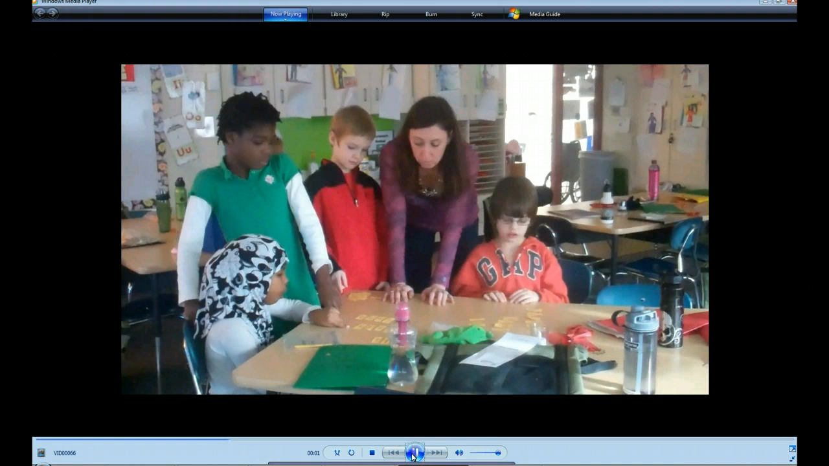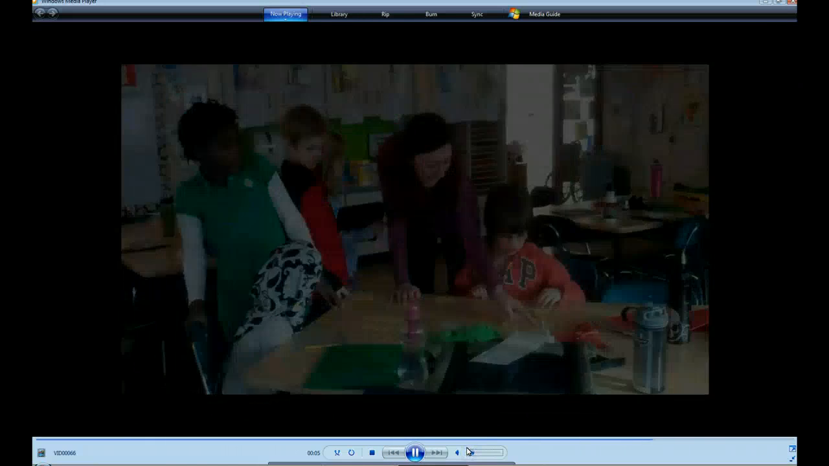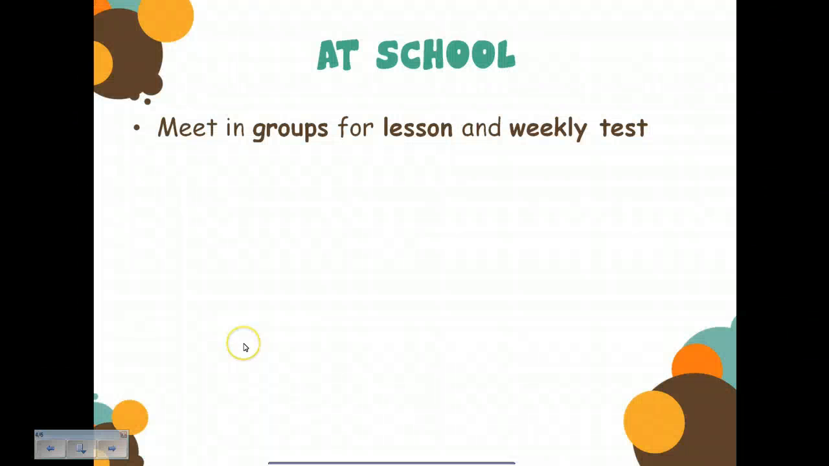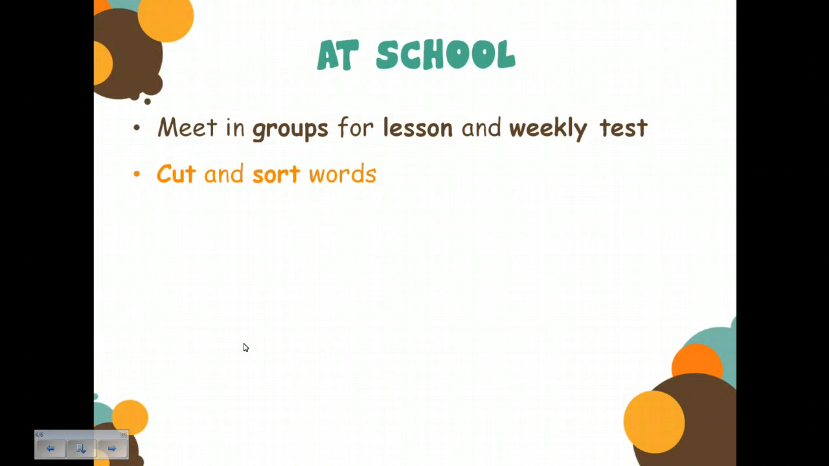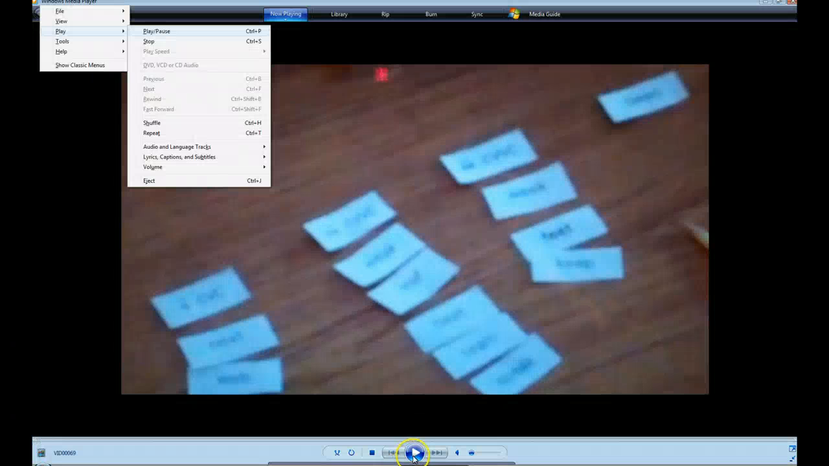During the lesson, the teacher may be also working in small groups, working with students and showing them how to do the correct sort. After the teacher has taught the lesson and given the test from the week before, students will be asked to cut and sort words. Students will then be asked to read the words to an adult to check for pronunciation and correct sorting.